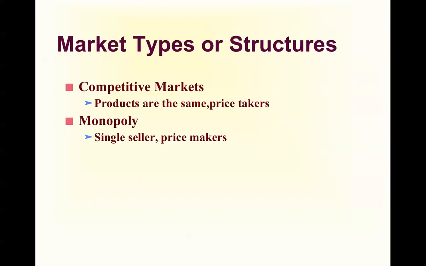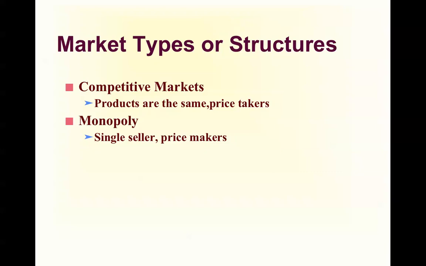Second type of market, on the other end of the spectrum, is called a monopoly. A monopoly is a single seller of a good or service, and since they're a single seller, they can have some control over the price. They are a price maker. And unlike a competitive market, they have some influence. Now, a single buyer also has some market say. That is called a monopsony. But in this course, especially in microeconomics, we focus on the monopoly end.